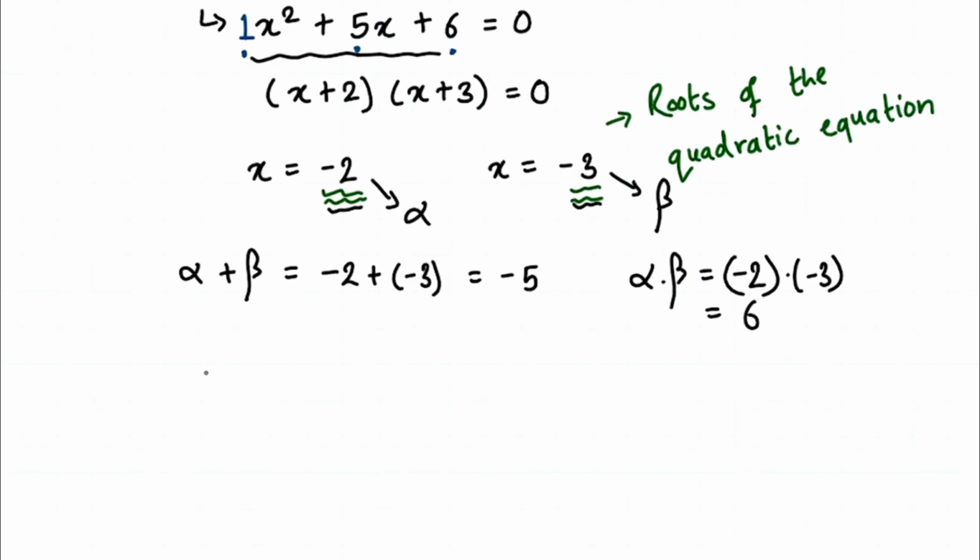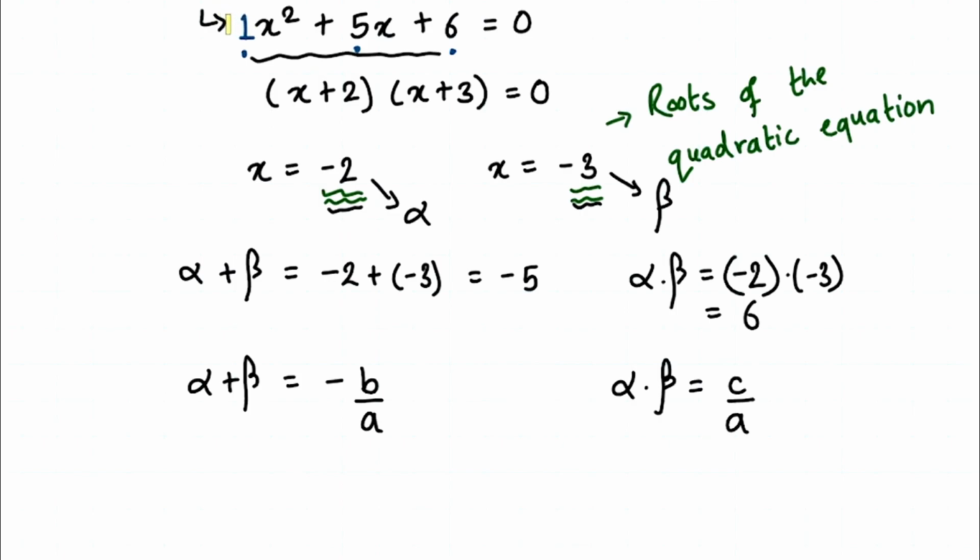6. But there is actually a different way to find the sum and the product of the roots of a quadratic equation. And that way is: the sum of the roots of a quadratic equation is always equal to the negative of the coefficient of x divided by the coefficient of x squared, and the product of the roots of the quadratic equation is equal to our last constant term, which is c, divided by our first constant term, which is a, or the coefficient of x squared.